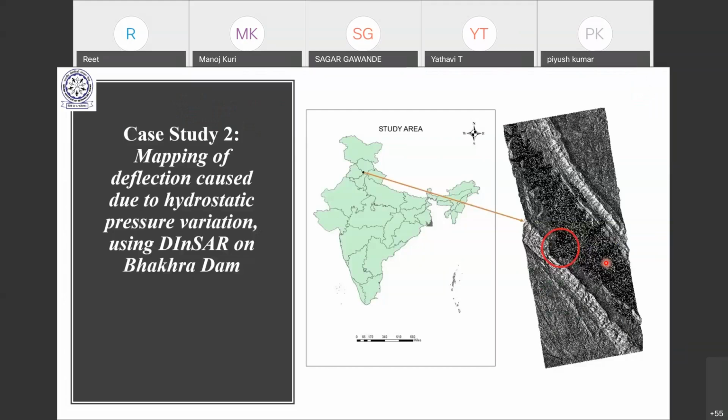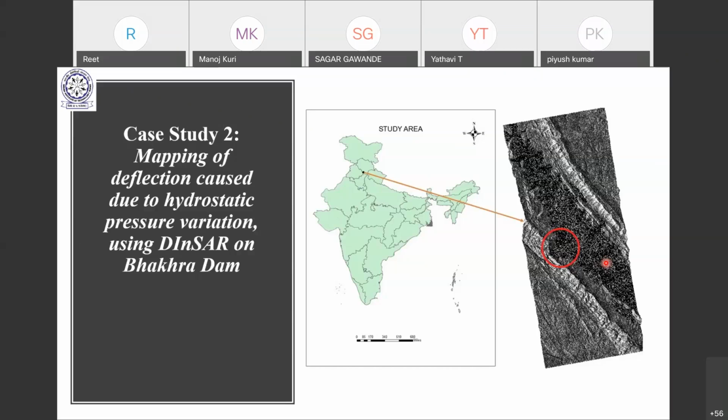So coming to case study 2, mapping of deflection caused due to hydrostatic pressure variation using the DInSAR method. So what is hydrostatic pressure? When we build a dam, the walls are built to be a rigid body. If you ask any civil engineering person, or to be specific a structural engineering person, what he will respond? That dam walls cannot move because they are very rigid bodies. But that is not true.